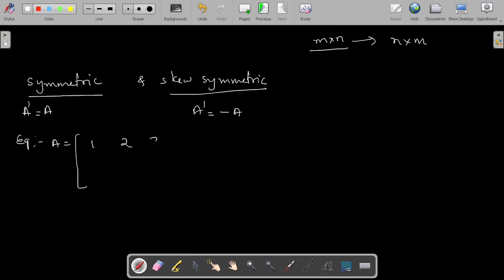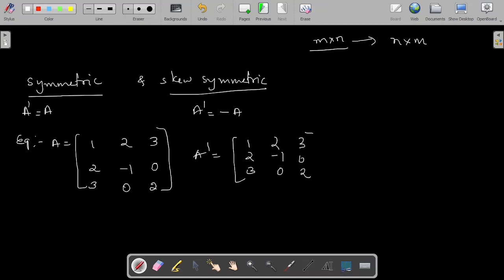See, for example, how to construct a symmetric matrix. Write 1, 2, 3, these elements. Then these elements should be same as this. Okay, minus 1, 0 if you have written here 0. Then now when you take the transpose of this matrix, 1, 2, 3, 2 minus 1, 0 and 3, 0, 2. Now check with the given matrix. It is same as the given matrix. Hence, this is a symmetric matrix. A dash equal to A.